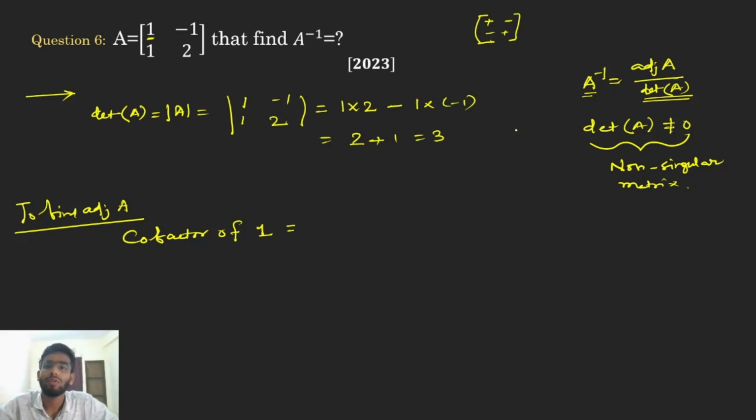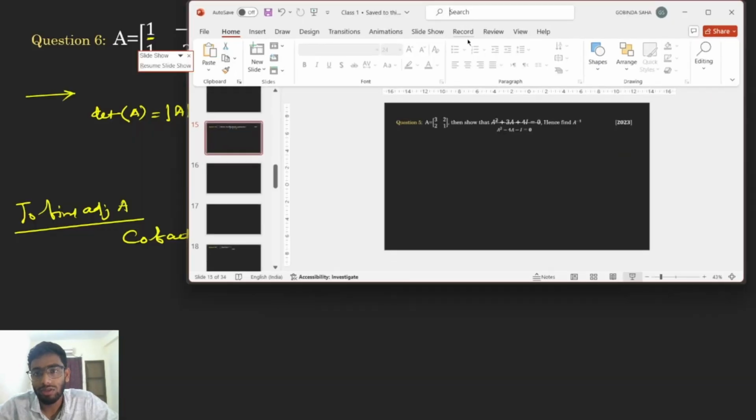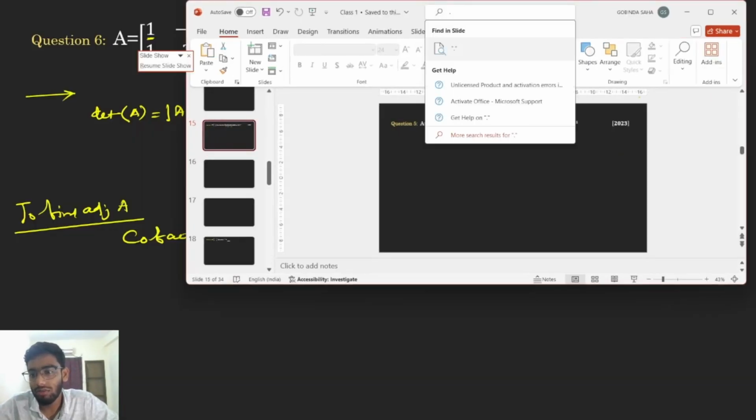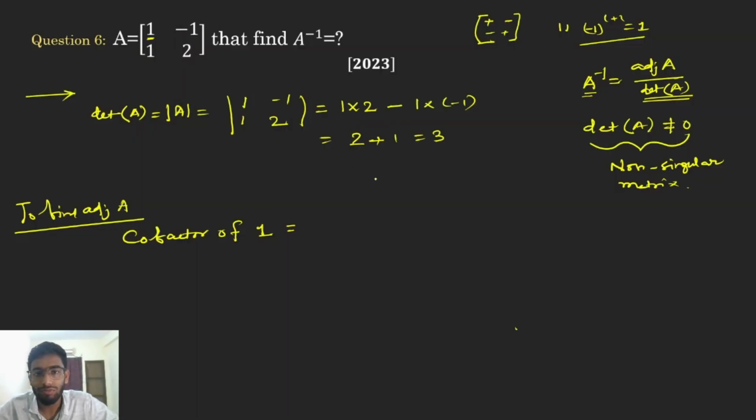The symbol is decided by its position 1 1. So 1 plus 1 is 2, it is minus 1 to the power 1 plus 1, which is a positive 1. So leave it, you just take this one. Using this you can easily find it. So the cofactor of 1 is nothing but these two.